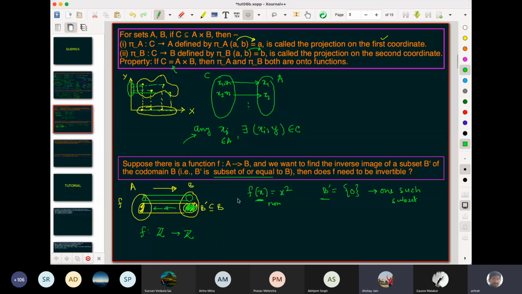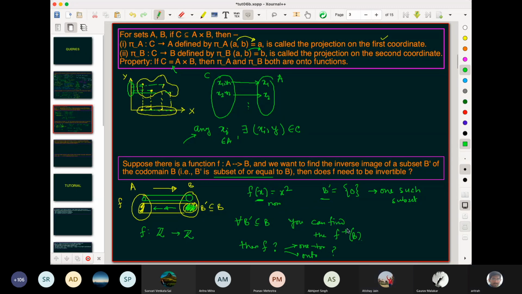No, you are saying that for all B dash we have a pre-image. Yeah, I'm saying that if for all B dash that is a subset of B, you can find the inverse. It's not a pre-image, you see, you can find the inverse. You can find f inverse of B prime. Then what is f? Is f one-to-one? Okay, think about this one.